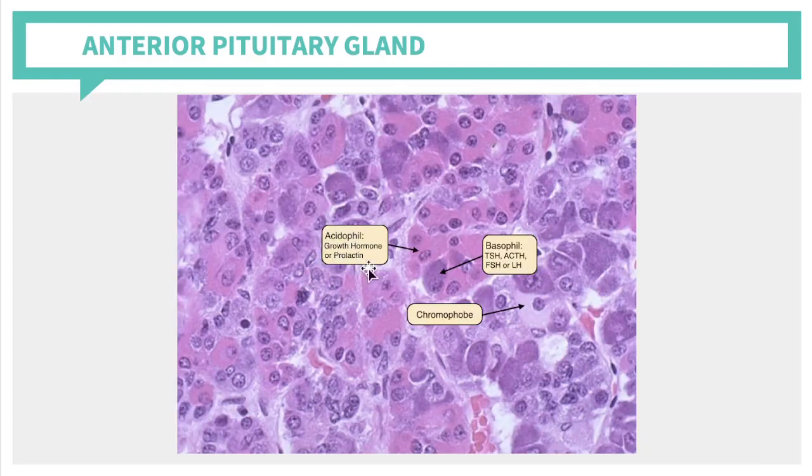Acidophils: growth hormone or prolactin. Basophils: they can produce your TSH, ACTH, FSH, and LH, no? Pink staining, blue staining, or purple staining; chromophobe, lighter or non-stained cytoplasm. Very easy to remember. This is a very nice picture for us to compare these different cells. Okay? Very good.